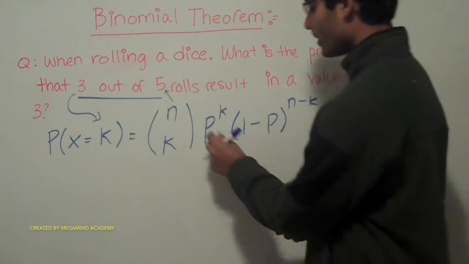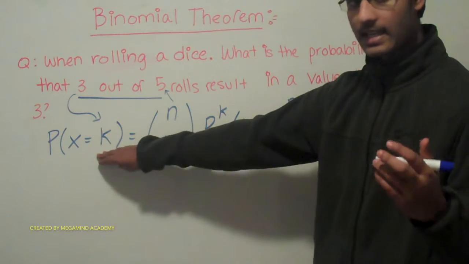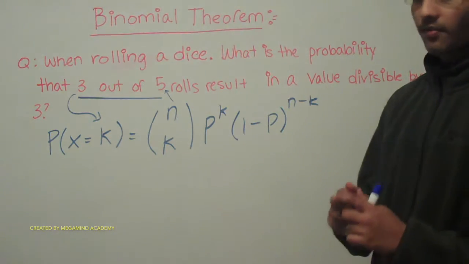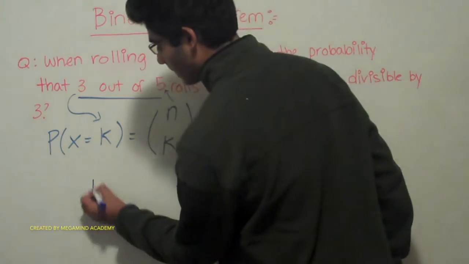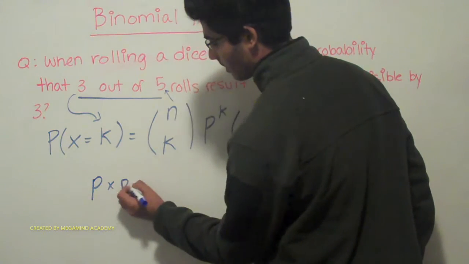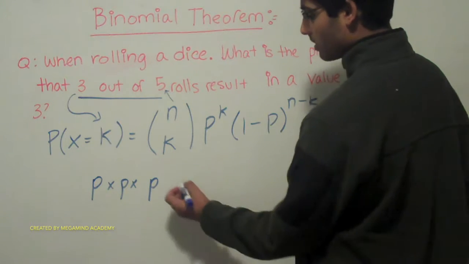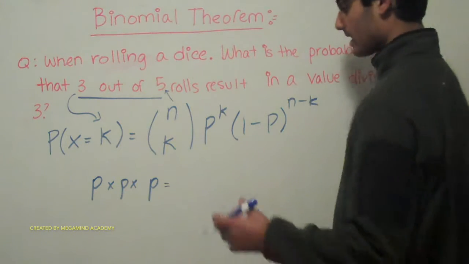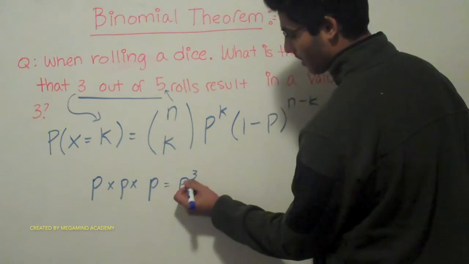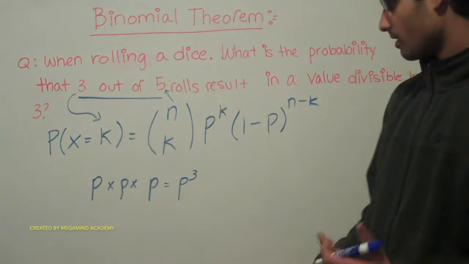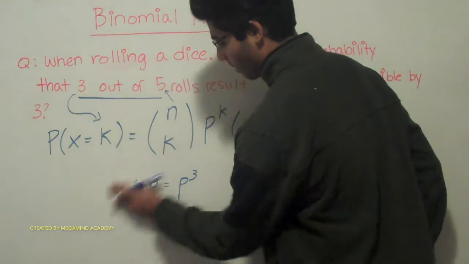So let's say you want the probability of a success, and we know that k is the number of successes that we have. To find the probability that you have this many successes, you have to do p times p times p, k number of times. Let's say k was 3, this would just become p to the 3rd power. So the rule applies that you're multiplying p with itself k times, so you get p to the kth power.